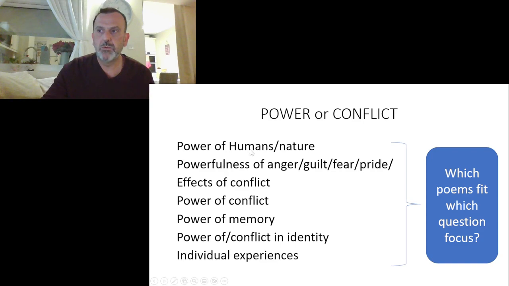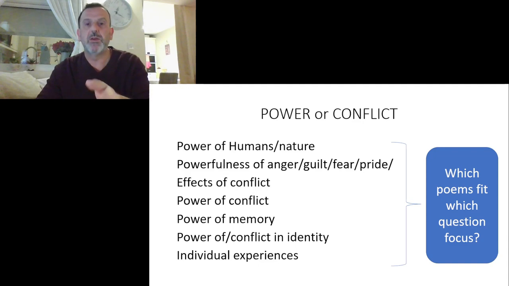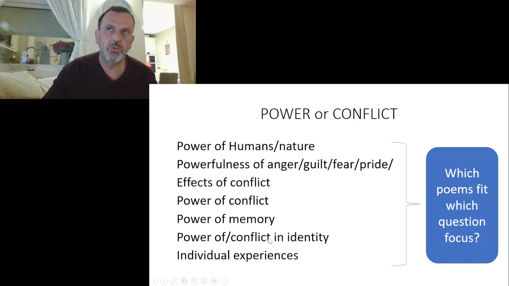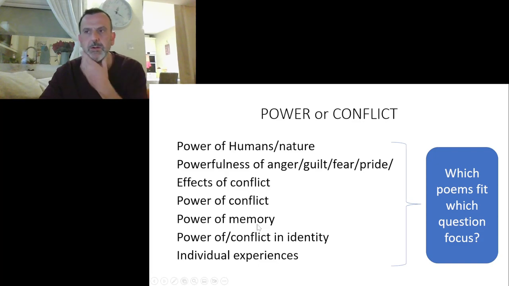Most of the poems, well, all of the poems will fit into these key areas. This is from the AQA document, right at the start of the course when they launched the GCSE. So you have power of humans and nature, powerfulness of anger, guilt, fear, pride, effects of conflict, power of memory, power or conflict in identity, and they can even go as granular as individual experiences. Compare how Weir presents the individual experience of conflict in Poppies and one other poem. I would have thought the question would be more accessible than that, but you never know. But fundamentally, it's about these two keywords. Is it power? Is it conflict?